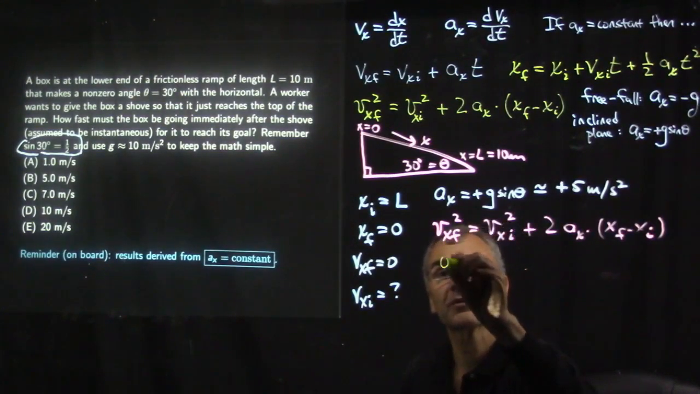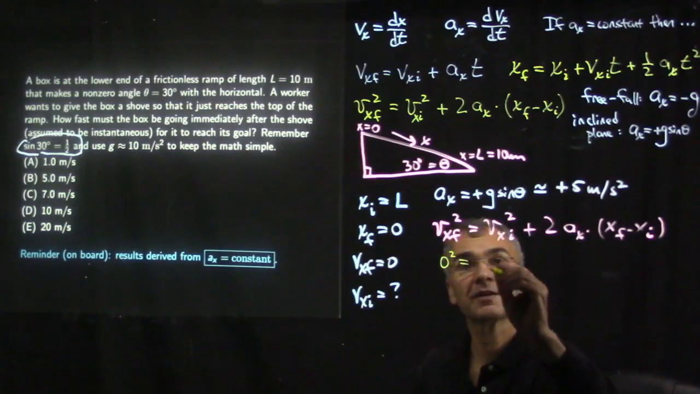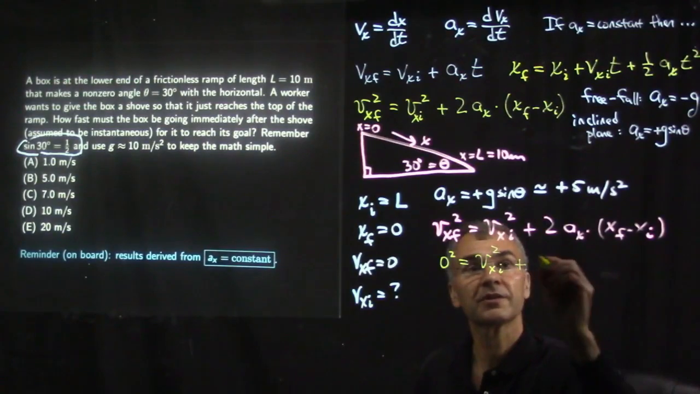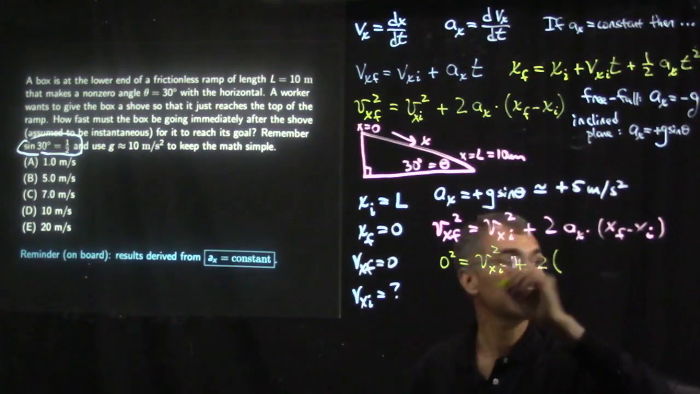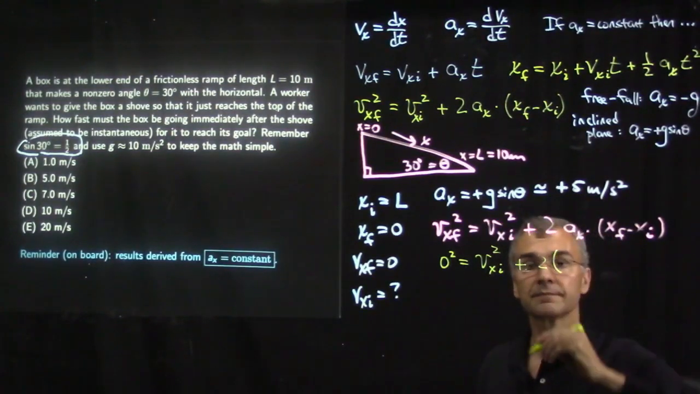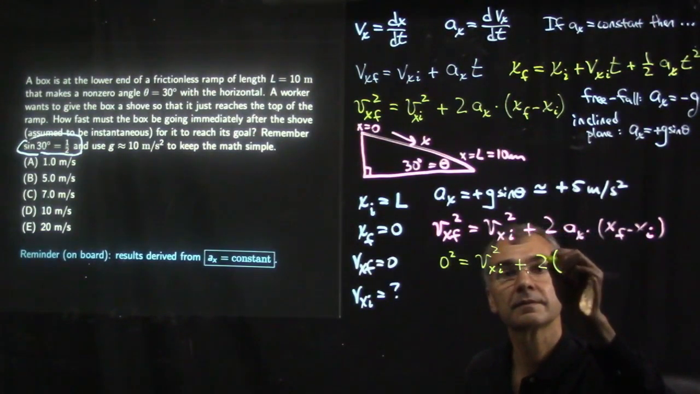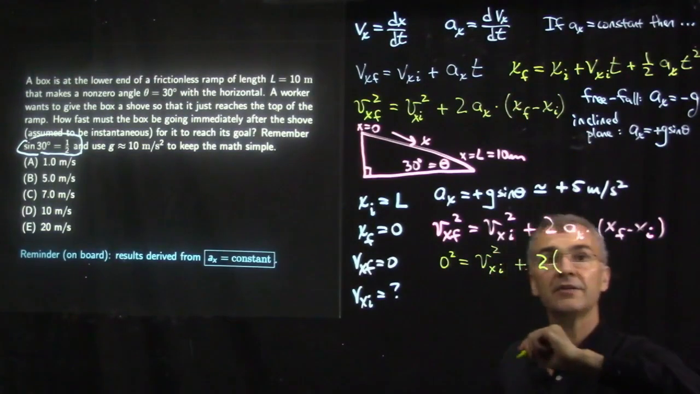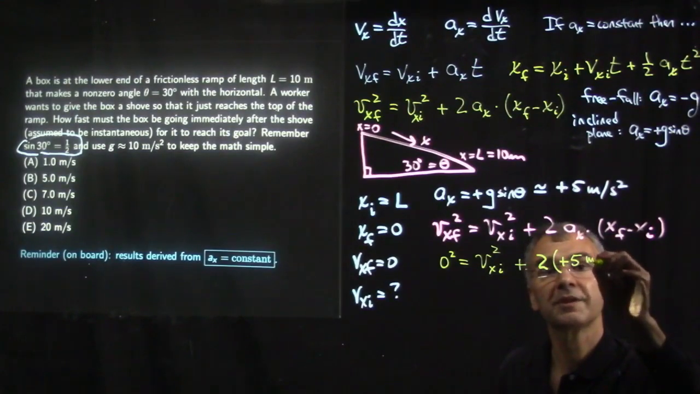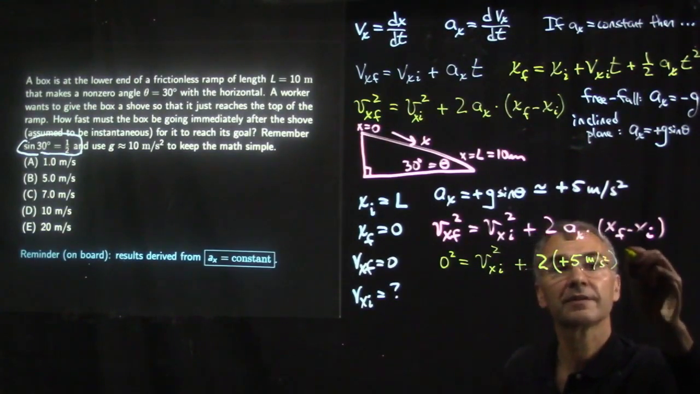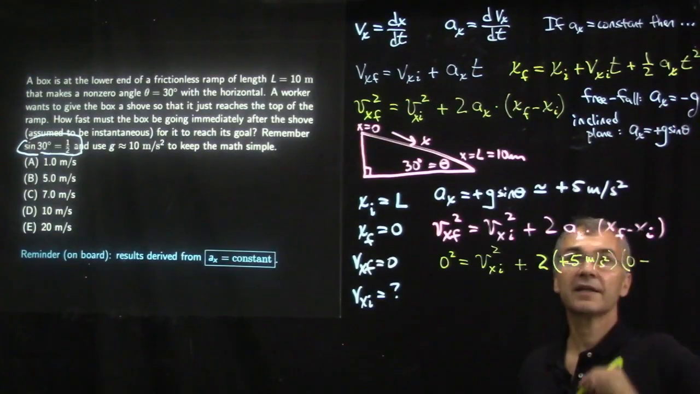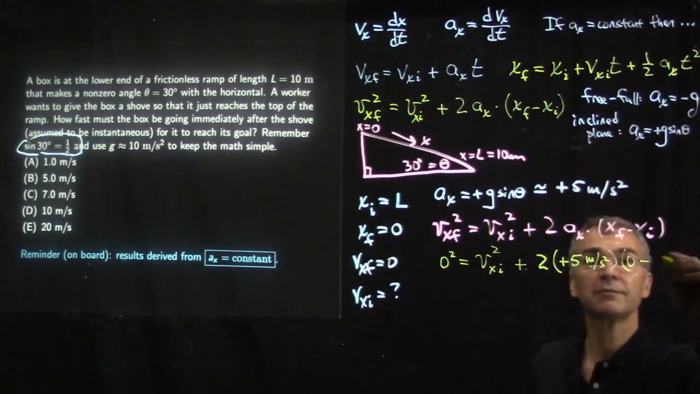So this is 0 equals unknown Vx initial squared plus 2 times, what is a sub x? A sub x is plus 5 meters per second squared. X final is 0, and x initial is L, which is 10 meters.